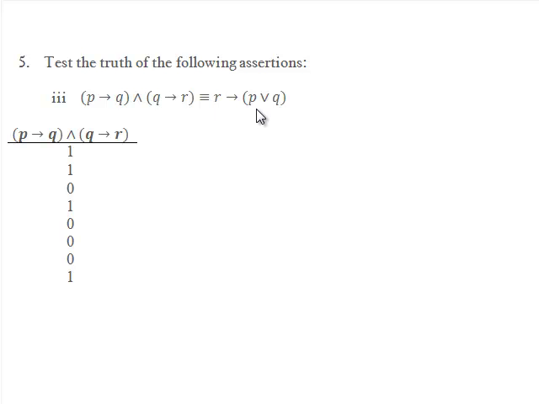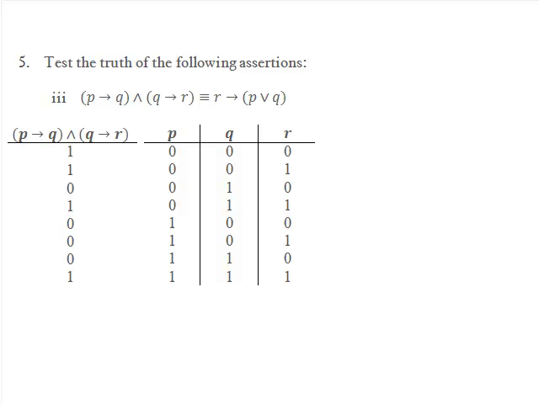Now we need R implies P or Q. So we'll set out our truth table as before. P or Q is true when P is true or Q is true. So it's 0 and the rest are 1s. You can see there are 1s here and there are 1s here.